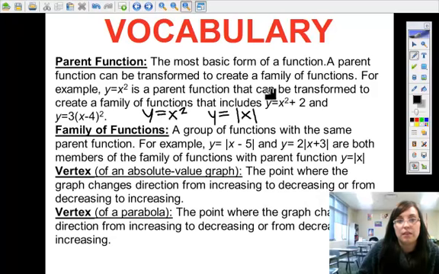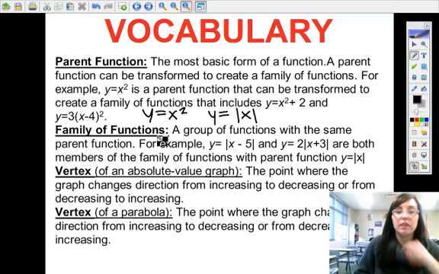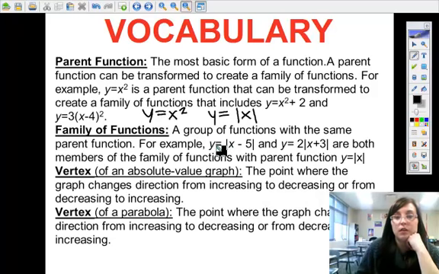Okay, so they give an example here where y equals x squared is the parent, and you can transform that into y equals x squared plus 2, or y equals 3 times x minus 4 squared, and we'll learn later about what these extra elements will do to the function. The family of functions are the groups of functions with the same parent. So, for example, these two absolute value functions are members of the family of the parent y equals the absolute value of x. And then the last thing we're going to talk about is the vertex.